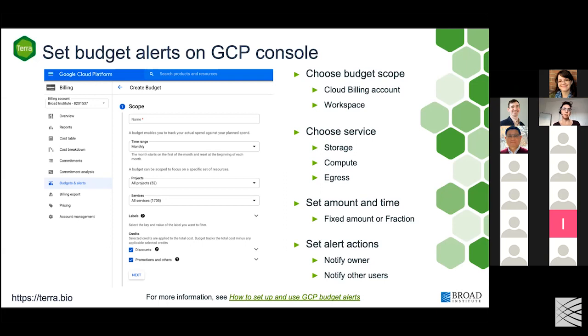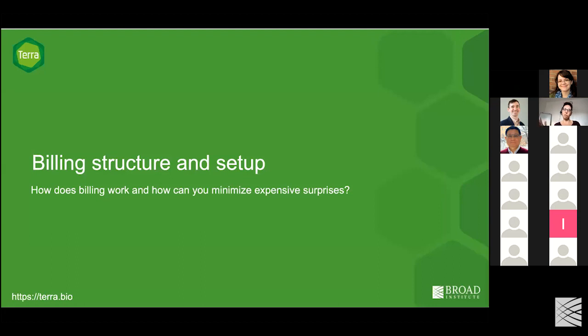And then you can set what the alert does. You can notify the owner, you can notify other users, up to 5. And there, again, there are links to all of that at the bottom. So that's a recap of what you are spending.